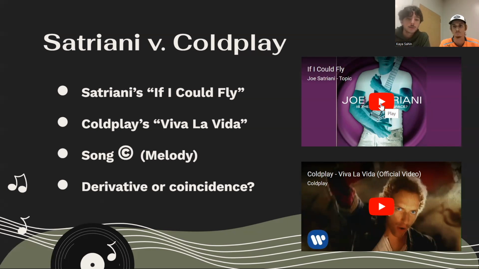Now, the important thing about this case is: is it a derivative work or is it a coincidence? Because intent is a huge part of these types of lawsuits. And if you can prove that there was intent to copy the song, then that's a big thing. But if there's no intent, then you can't really prove anything. Now, in this case, Coldplay stated that they had never heard Satriani's song, and therefore they would have had no idea. So they claim it was simply a coincidence that these two songs sound similar.